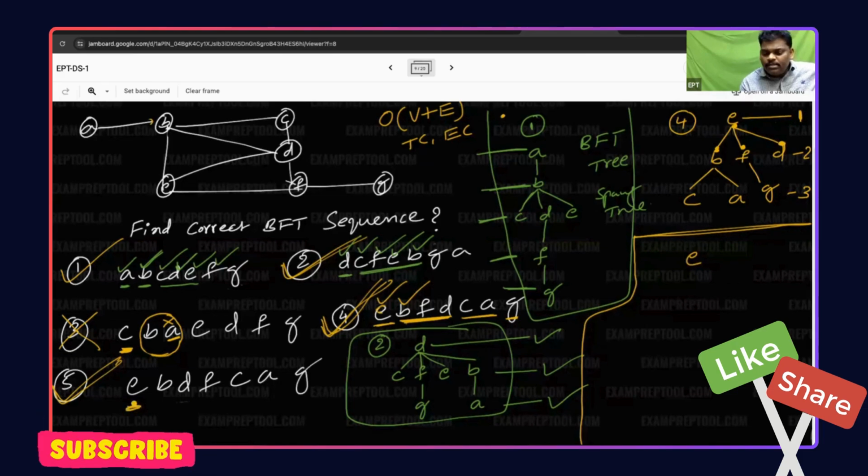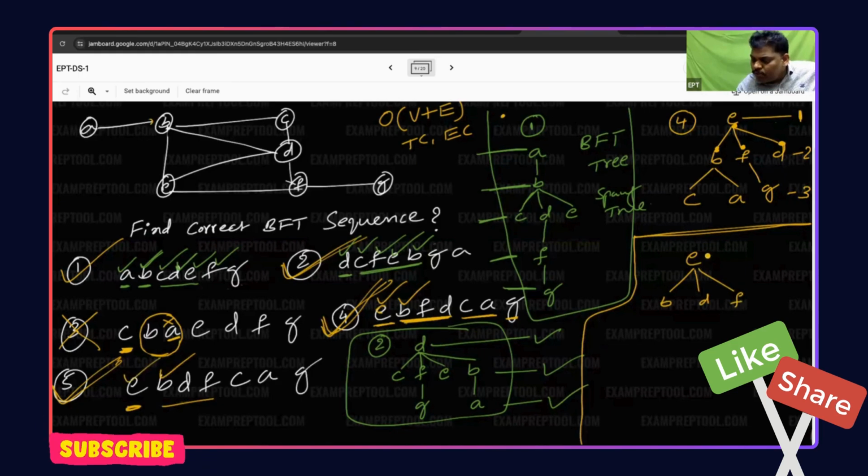Can you see how many people are adjacent to E? Three people: B, D, F. So the next is B, D, F. In the BDF, who came first? B. Go to B. Remember, the first level is completed, then automatically the second level you will come. In the second level again, first in, first out.